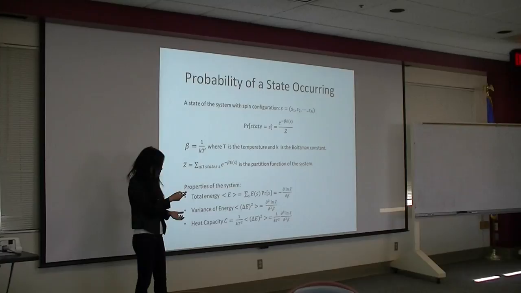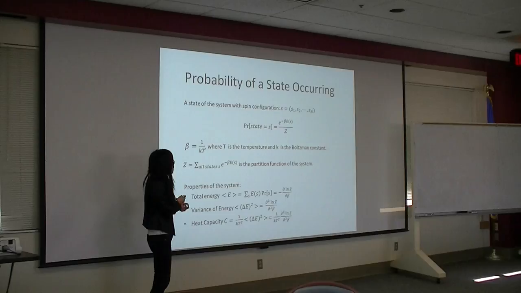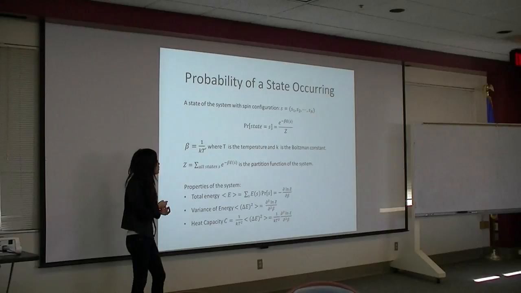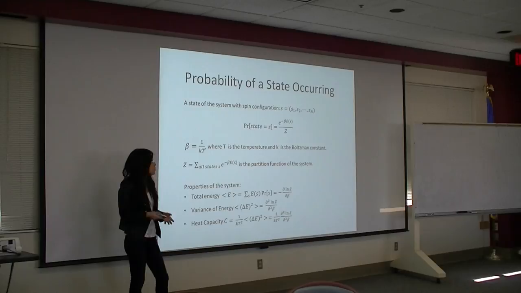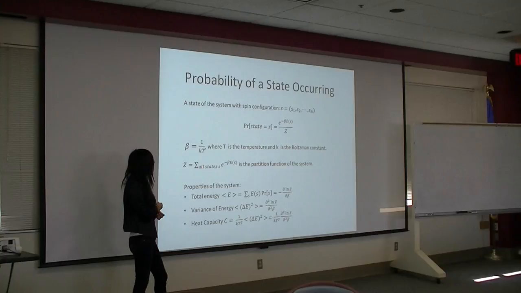This is the probability of each state, and this part is called the Boltzmann factor. Beta is equal to 1 over kT, where T is the temperature of the system, and k is the Boltzmann constant, and E of x is the energy of each state of the system. And here Z is called the partition function in statistical physics. It corresponds to the normalization factor. The partition function is equal to the sum over all the states of the Boltzmann factors.